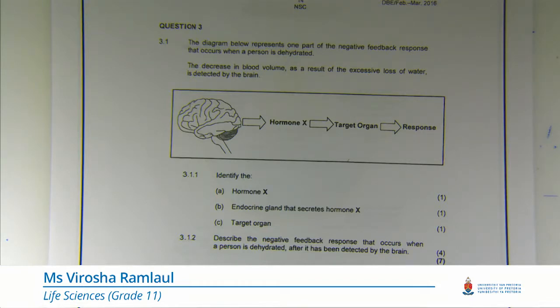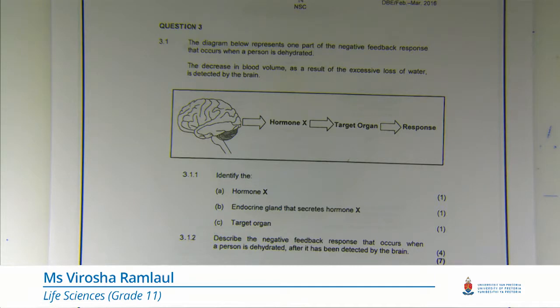Right. Can I mark your work? Yes, right. Hormone X. The diagram below represents one part of the negative feedback mechanism that occurs when a person is dehydrated. Decrease in blood volume as a result of excessive loss of water is detected by the brain. The hypothalamus is a part of the brain. So immediately when you saw that diagram, the hormone that is released, X, is antidiuretic hormone.